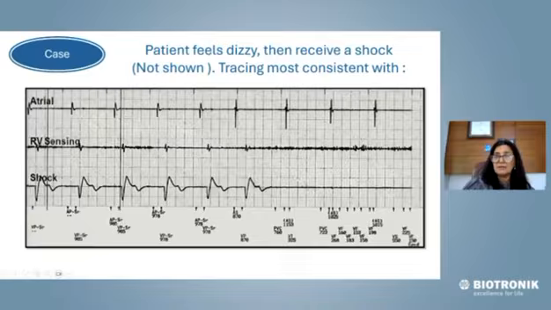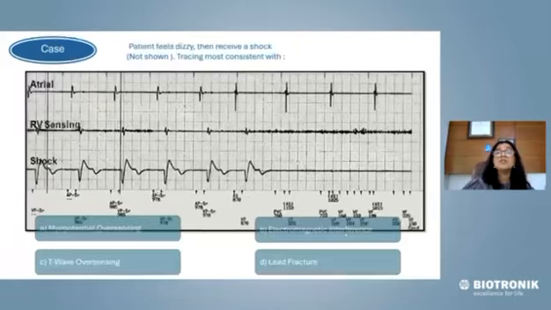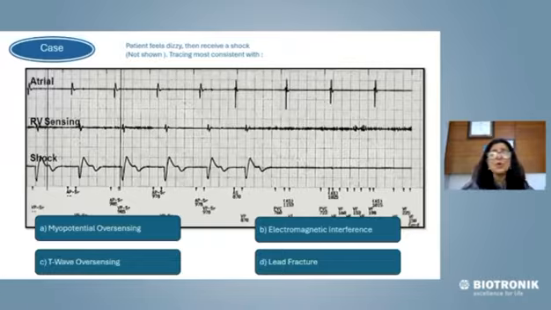But what happens here? You can see on RV sensing, the near field EGM, that nothing is happening, but you can clearly see that there seems like something happening here, which is very small. You can see something happening here. And what do you look at the marker channels? The marker channels has detected it as ventricular fibrillation. So what do you think this should be? Do you think this should be myopotential oversensing, electromagnetic interference, T-wave oversensing, or a lead fracture?